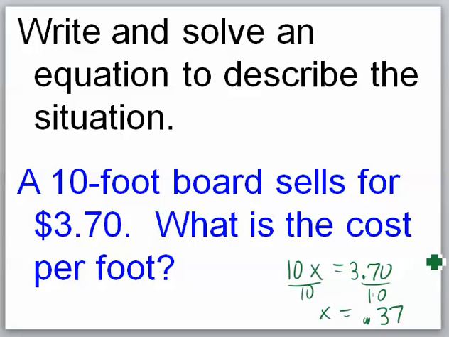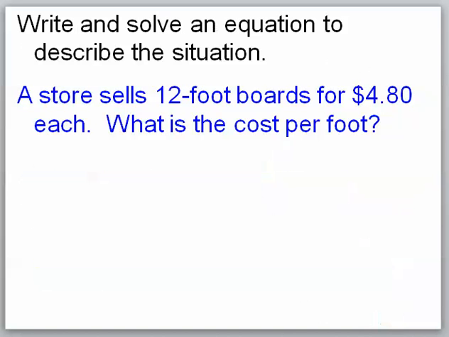There is more than one way to write an equation for this. Maybe you would just write x equals $3.70 divided by 10. That is also a correct equation. Either one is fine. The second one is the same type of question where it says it sells 12-foot boards for $4.80. What's the cost per foot?